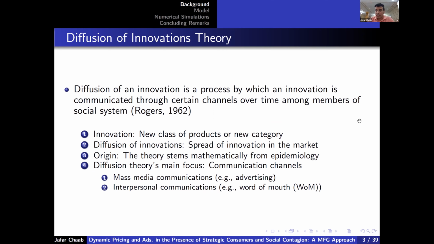And this theory stems mathematically from contagion models in epidemiology. And its main focus is communication channels, right? So what do we mean by communication channels? Basically, they are means by which an innovation is transmitted to or within a social system. So we have two classical communication channels, namely mass media communications, such as advertising or any other communications that are initiated by the firm. And we have another type of communications, namely interpersonal communications, such as word of mouth or any influences that can occur as a result of interaction among consumers.